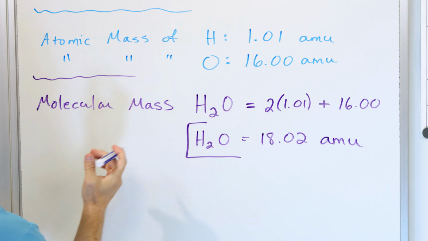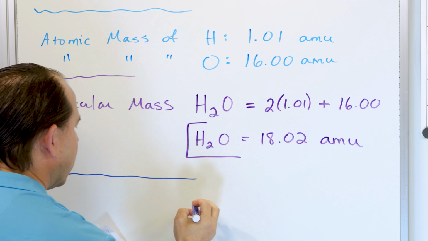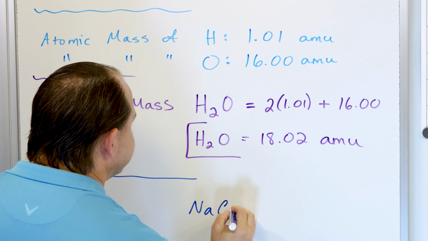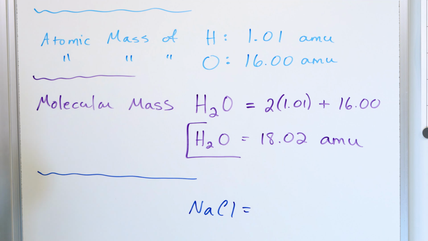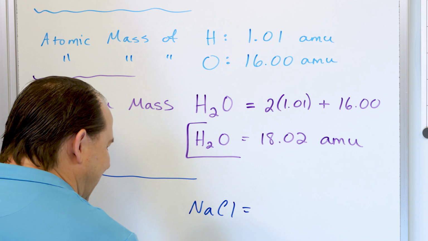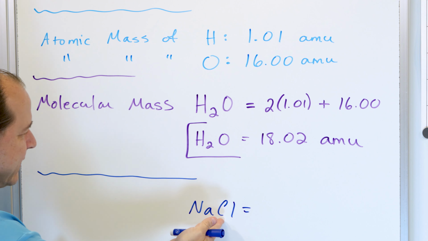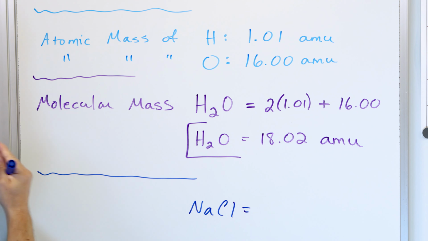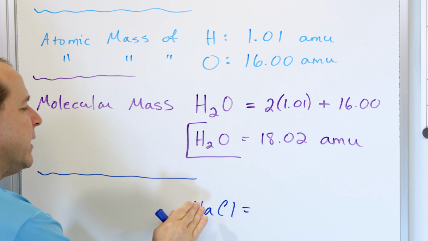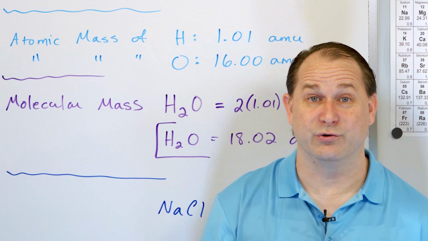Now let's switch gears and say that we don't want to find the mass of water. Let's say we want to find the mass of sodium chloride. Now we can figure it out, we're going to do it in just a second, but what would we actually call it? Well, we can't call it atomic mass because this is not an atom. It's multiple atoms together, but it's not a single atom. And we don't want to call it a molecular mass either because if you remember, sodium chloride is not a molecule.